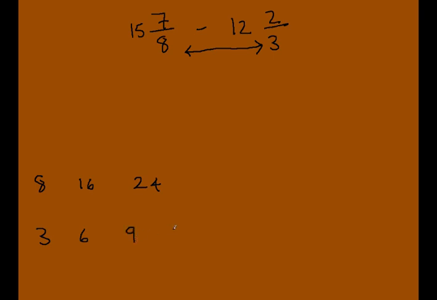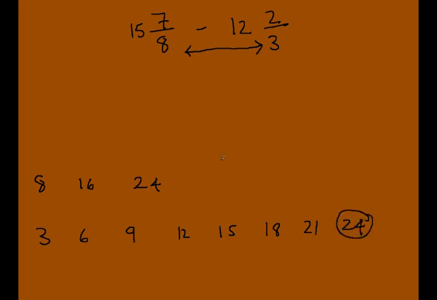So here's another example. Let's say that you have 15 and 7 over 8 minus 12 and 2 over 3. Again, the first thing you need to look for is a common denominator. They're not the same, so you go on the side. 8 times 1 is 8, 8 times 2 is 16, 8 times 3 is 24. 3 times 2 is 6, 3 times 3 is 9, 3 times 4 is 12, 3 times 5 is 15, 3 times 6 is 18, 3 times 7 is 21, 3 times 8 is 24.